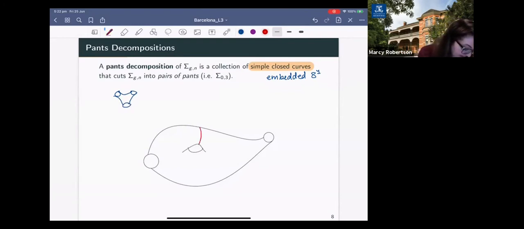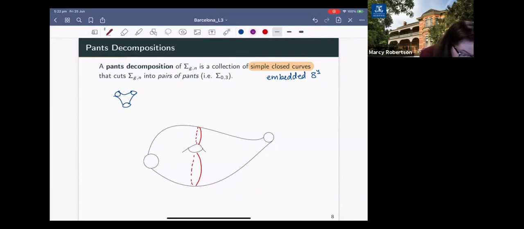I can cut here along these two red lines, and you can imagine if you had some scissors and you chopped this guy up, you would have two pairs of pants. So the two circles there are the pants decomposition data.